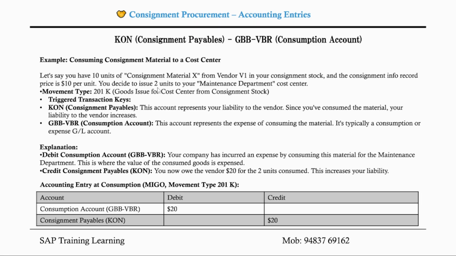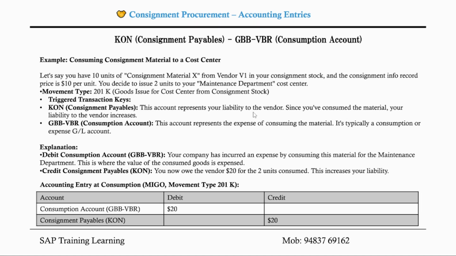So 2 units to be consumed by this maintenance department, and it will be costed to their cost center. So movement type, we all know, consignment material to cost center is 201K. Goods issue for cost center from consignment stock. Here, what will happen? KON, consignment payable account, accounting case.